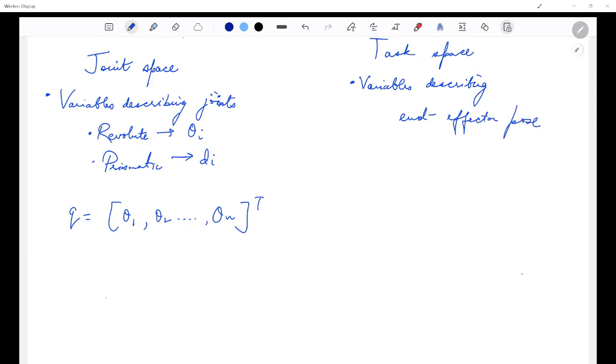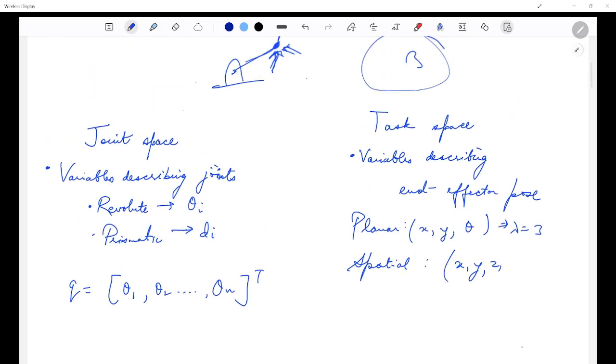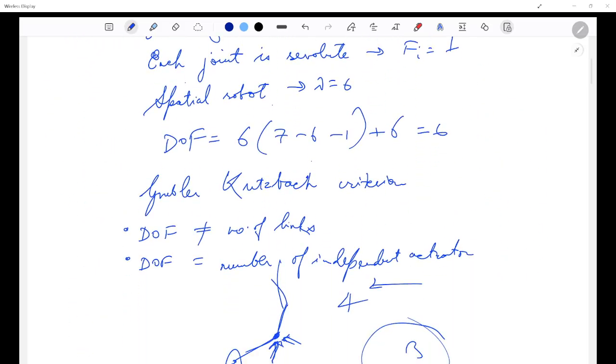Okay. So for a planar robot, let's say, we are concerned about the end effector. Then what do we define? We define x, y, and theta, which naturally says lambda is 3. And for a spatial robot, we have x, y, z, and before this, I was writing these terms, right? Phi, theta, and psi always.